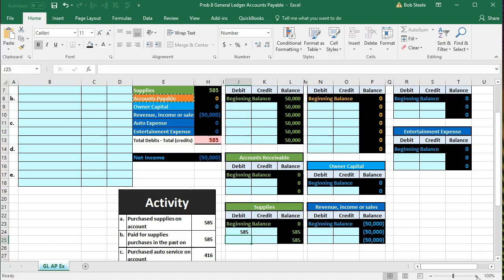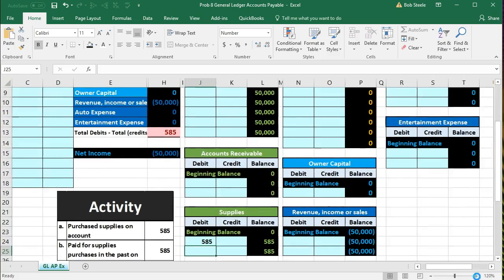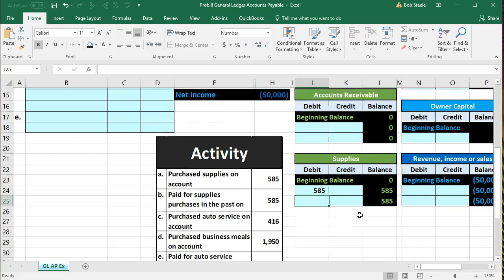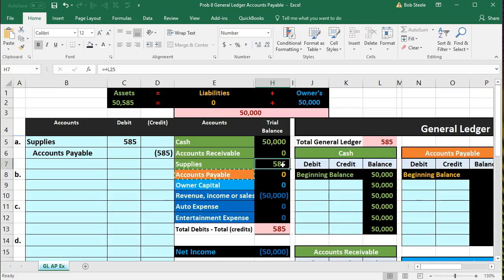Going to go back to 130% down here, 130%. So there it is if it was a little bit small before. And here it is here. It's been pulled over to the trial balance.